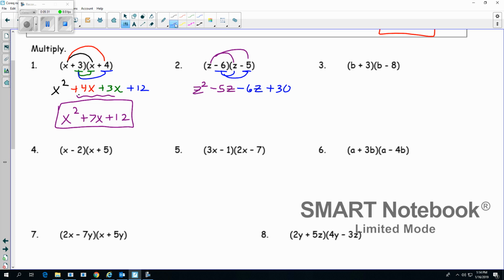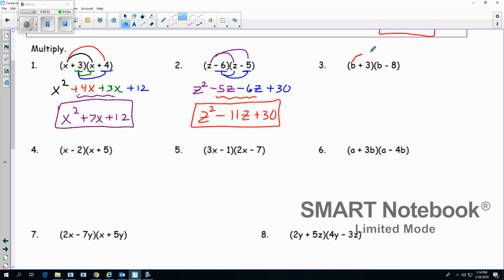And then we just want to go ahead and, once again, those middle terms, they're like terms. They have the same variable, same exponent, so we can add or combine them together. So let's see, we end up with z squared minus 11z, and then we have that plus 30 right there. And there we go. All right, so now we're going to look at one where one's plus, one's minus.